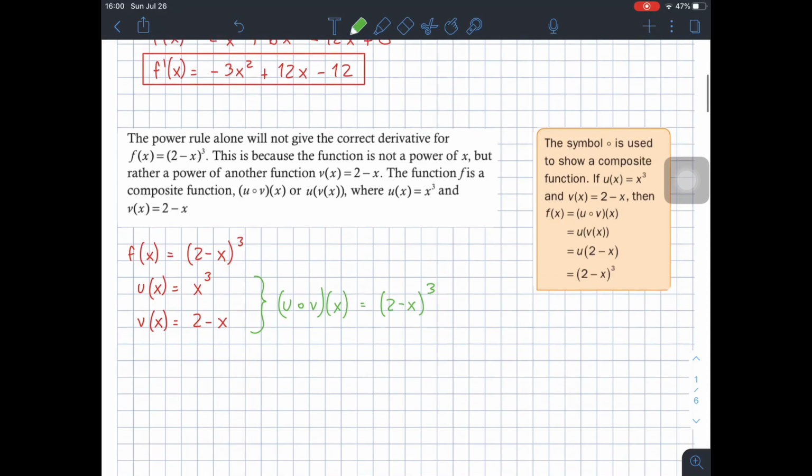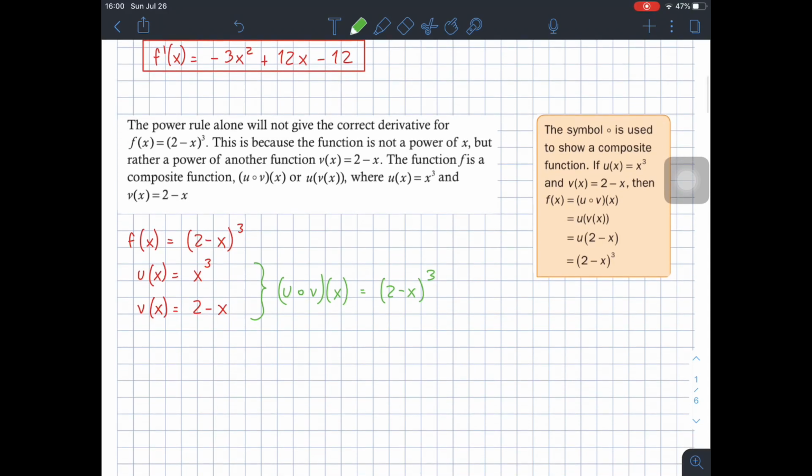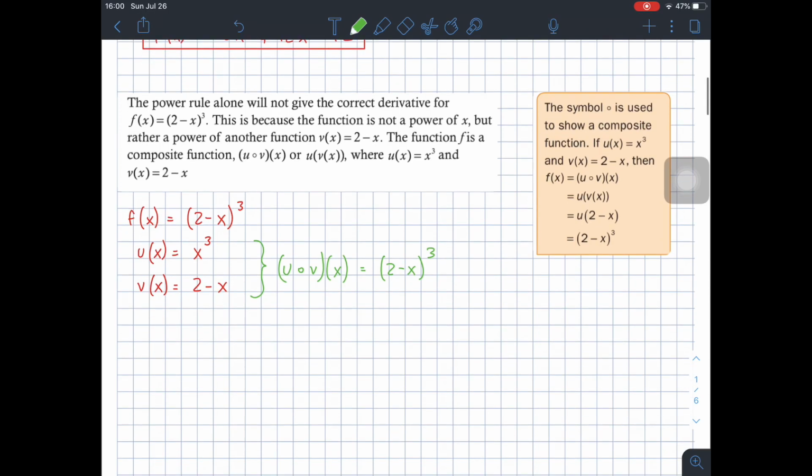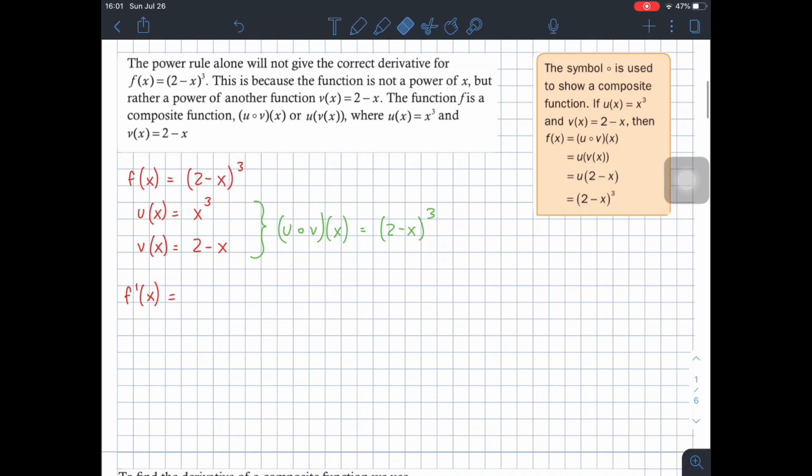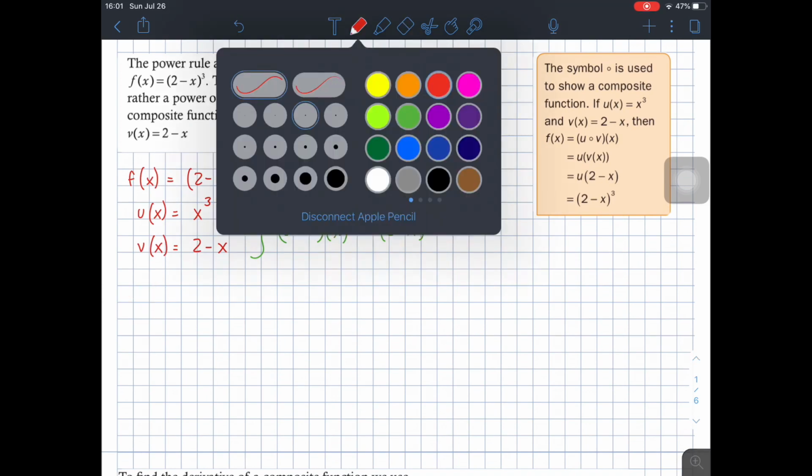So if I am able to write a function by using the concept of composite functions, then I can apply the chain rule. The chain rule states that the derivative of a function is equal to the derivative of the outside function, that is of x cubed. Let me do that before actually finding the derivative.